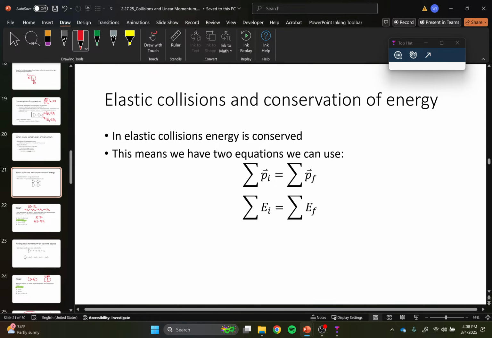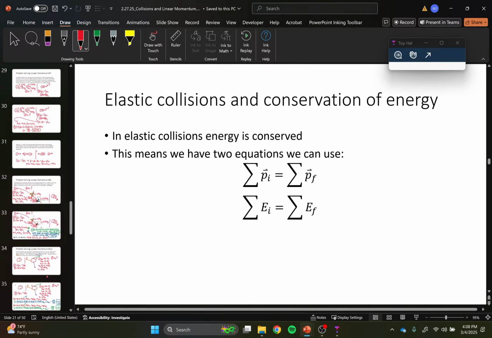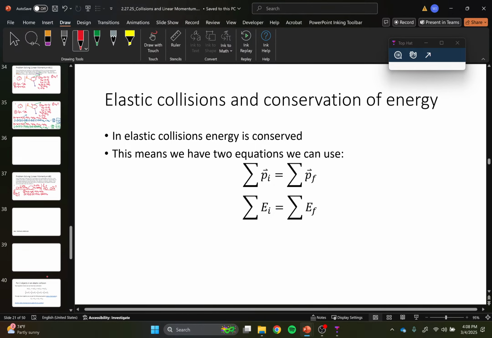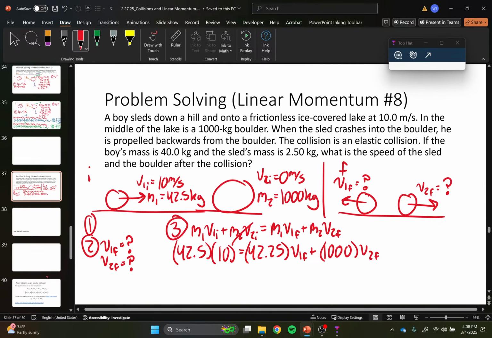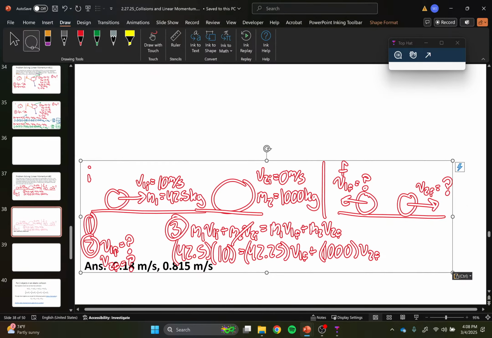In your lab this week, this is what you're doing, elastic collisions. You're going to see, hopefully, that energy is conserved and momentum is conserved. It's two carts running into each other. All right, so we are going to get to practice conservation of energy. So, boom, this is good.